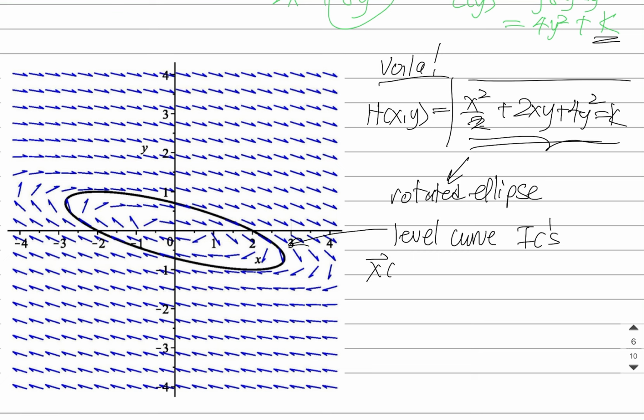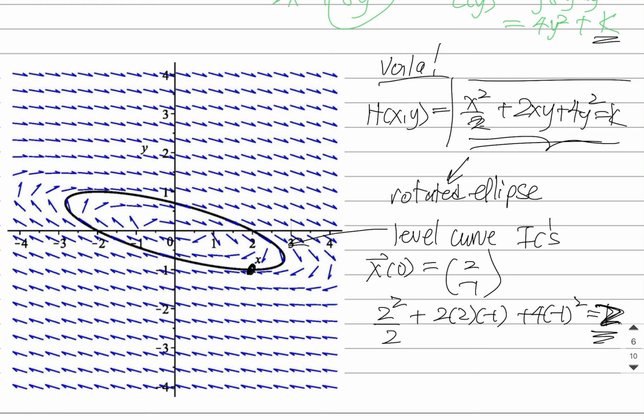X of 0 was the point (2, -1). So if you look at this picture, there is in fact a point right there at (2, -1). If I were to plug in 2 and -1 into this expression, I would find that the value of k would be 2. So this is the level curve, h of x and y equals 2. And that's what we'd see here.